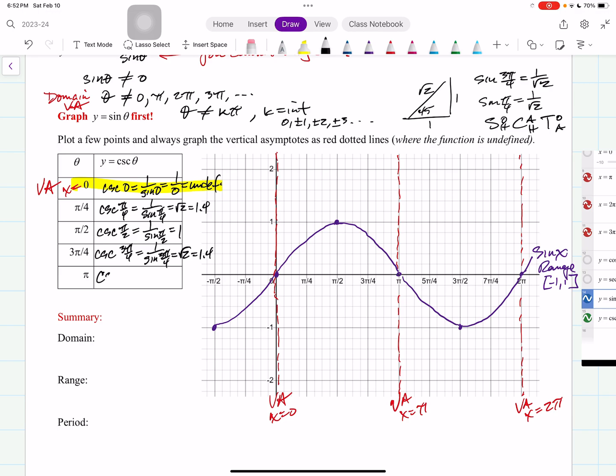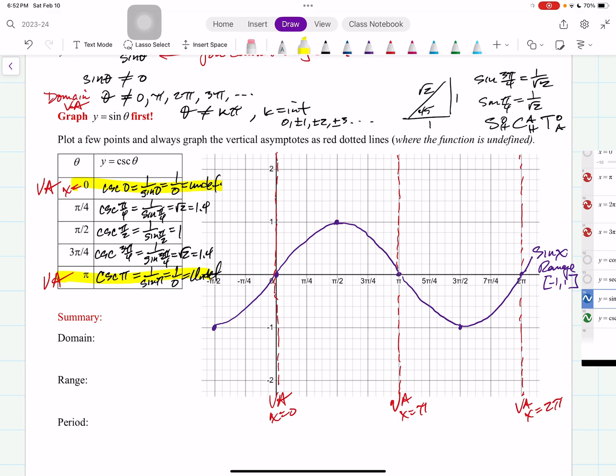And then that last one, cosecant of pi, that's 1 divided by the sine of pi, and that's 1 divided by 0, and guess what? That's undefined. Okay, we just found the second asymptote right here. So that's why we have an asymptote at x equals pi.